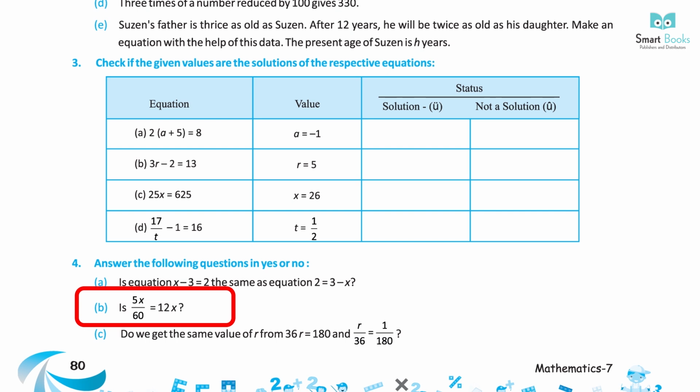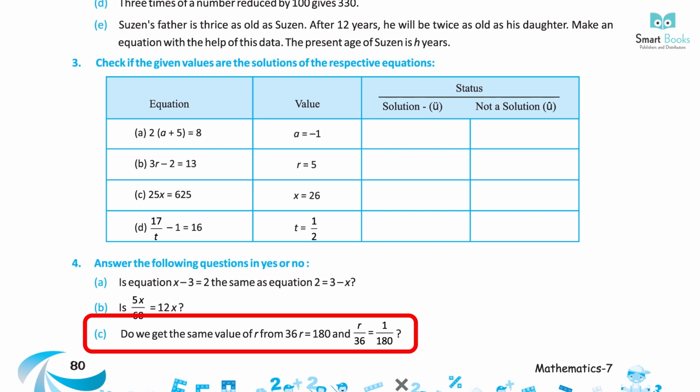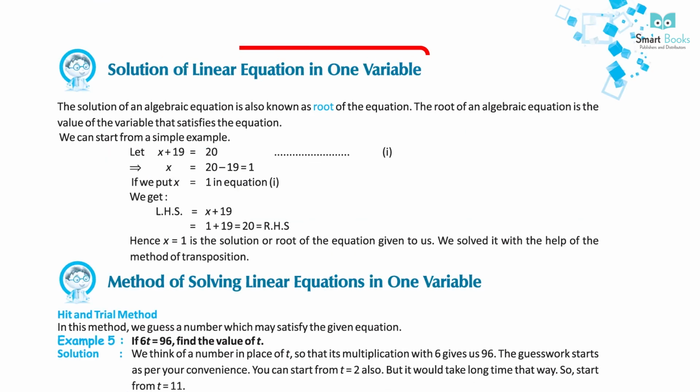C. Do we get the same value of r from r/36? r is equal to 180 and r/36 is equal to 1/180. Solution. No.